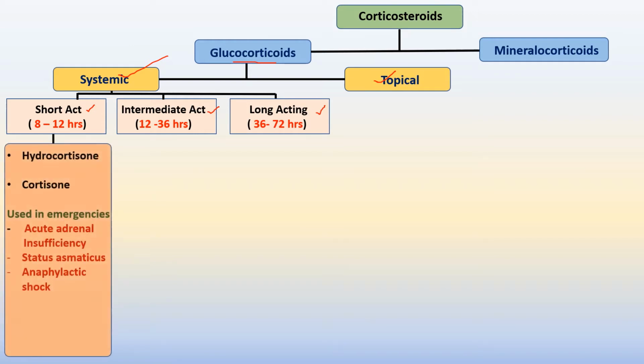For the short-acting glucocorticoids, the first one is hydrocortisone, which is endogenously synthesized, to which others are compared. And cortisone is rarely used nowadays. These drugs are mainly used in emergency in acute adrenal insufficiency due to any sort of trauma to adrenal glands, leading to no hormone production, and it is used for replacement therapy. They are also used in status asthmaticus as well as anaphylactic shock.